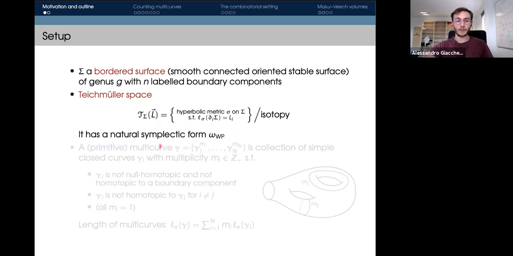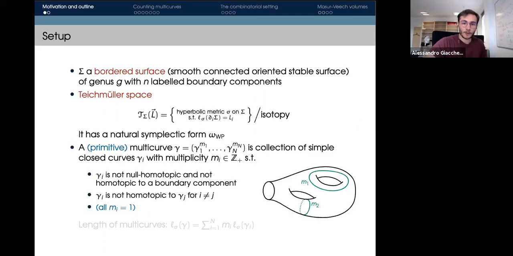So this also comes with a natural symplectic form, that is the Weil-Petersson form, and this means in particular that I can integrate functions. So I will use a slightly different notation from the one used by Jon. So let me explain this in a moment.